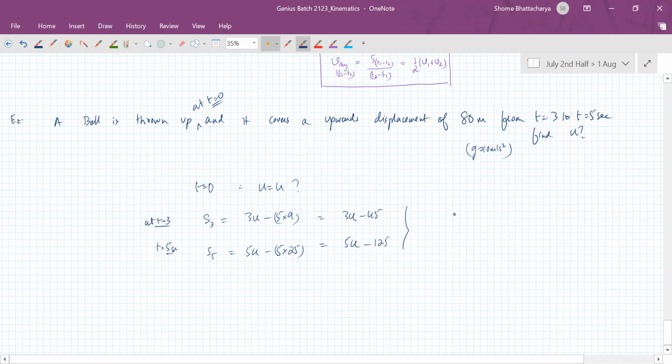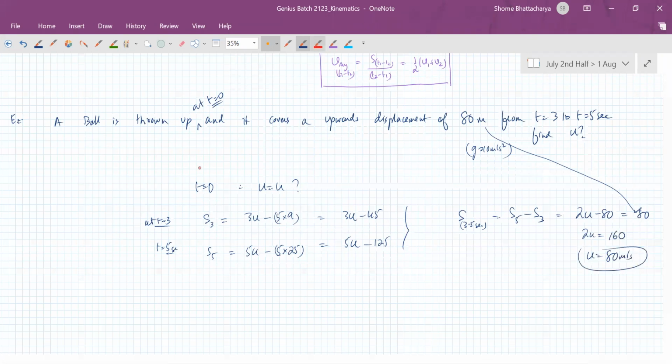So my displacement from 3 to 5 seconds is displacement after 5 seconds minus displacement after 3 seconds. So that will become 2u minus 80, and that is equal to how much? 80. So this is one way of doing the question.